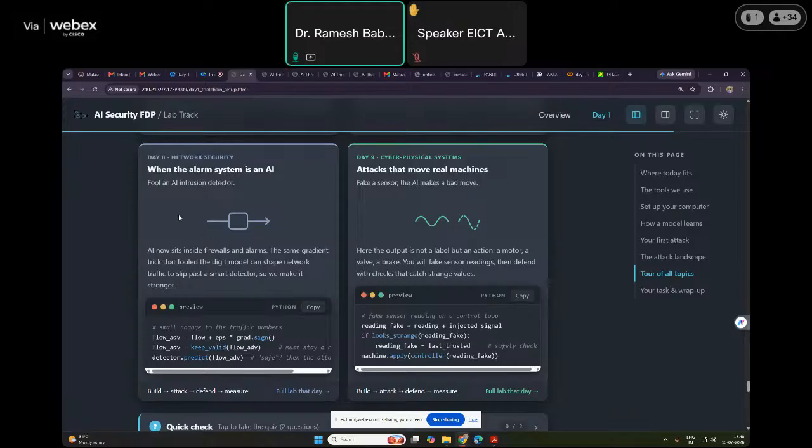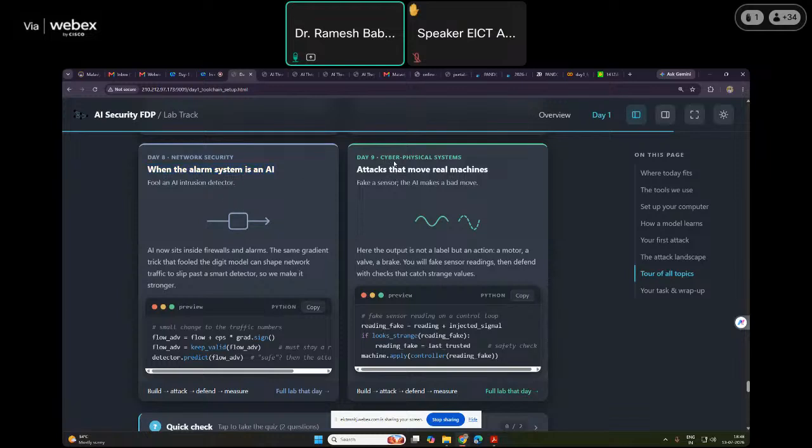We will see how we can utilize AI systems to protect our networks, and we will see some benchmark papers in this domain. We will see different types of ideas, how we can implement them for edge systems and for resource-constrained systems. That will be the focus for our day 8.